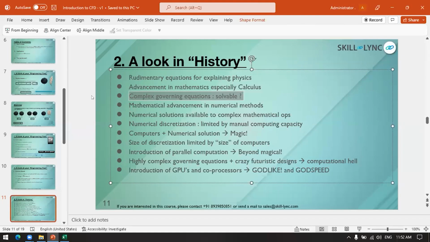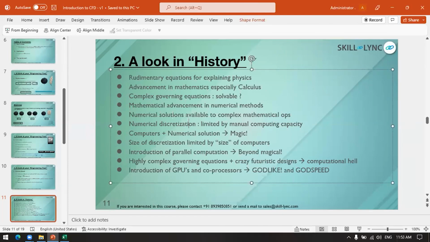Then came the advancement in mathematics, especially calculus, and that is when you started getting all these complex governing equations. Now the problem was, you have all these complex governing equations, but are you able to solve them? Some of them yes, some of them no. Then another advancement in mathematics came in, which was your numerical methods. And suddenly all these equations, which were very difficult to solve, you were still able to solve in a different way. As I explained, let's say you did not know that f of x is equal to x cube. You are still able to find the values at different locations simply by using your numerical techniques.